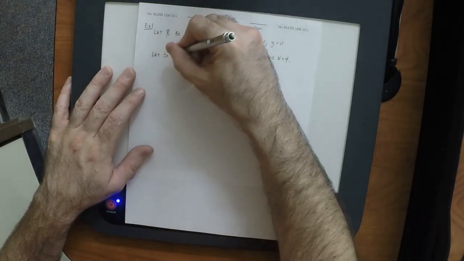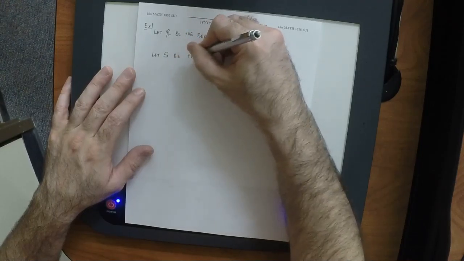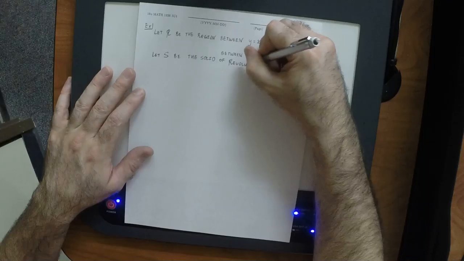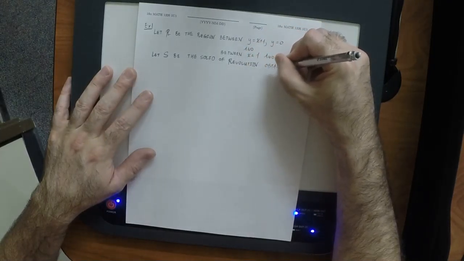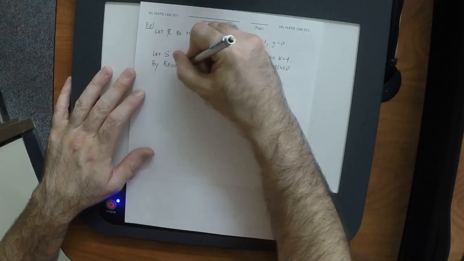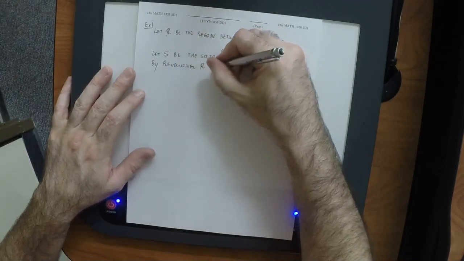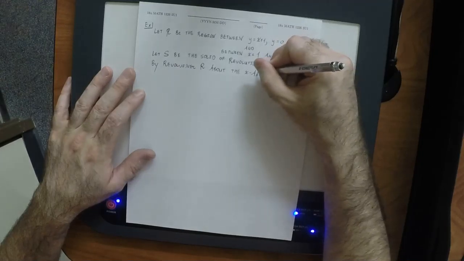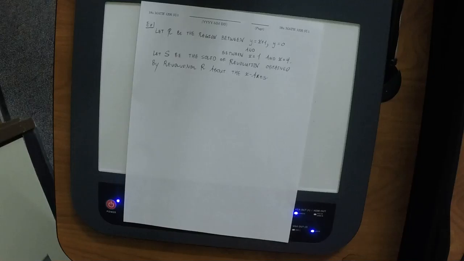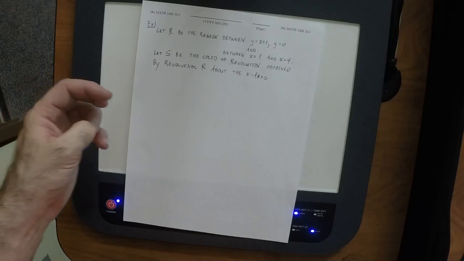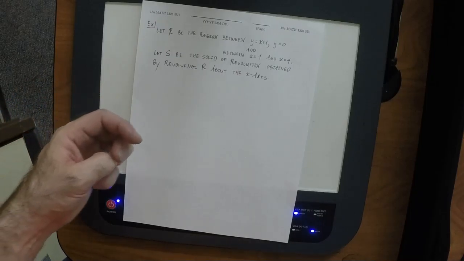Let S be the solid of revolution obtained by revolving R about the x-axis. Kind of wordy. But you've got to be a little bit precise, otherwise you risk ambiguity. So R is some region, which is to say it's some sort of two-dimensional thing. S is a solid, so it's a three-dimensional thing.